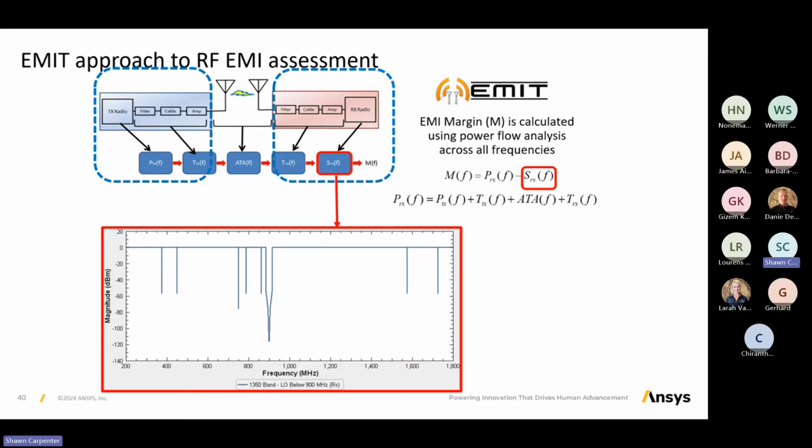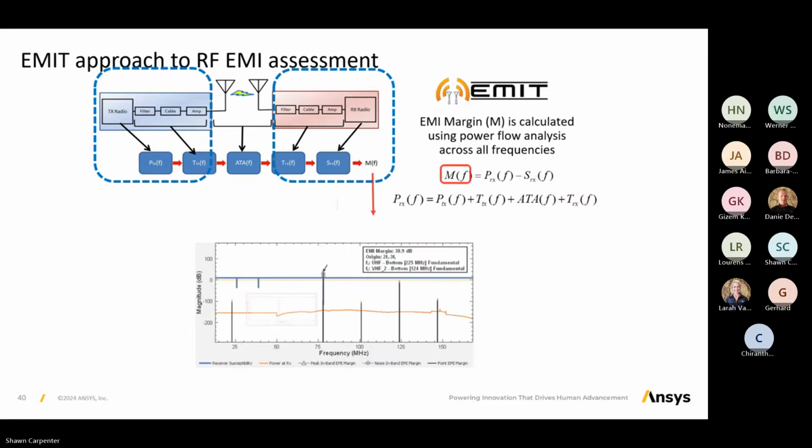Then we have a model for our receiver. This is the susceptibility curve, basically the receiver's ability to reject energy. This is its intended frequency. So you see the IF notch here, but then there are also some other mixer birdies that create some susceptibilities for the receiver at other frequencies as well that may coincide with some of the harmonics of the transmitter to create an out-of-band interference problem.